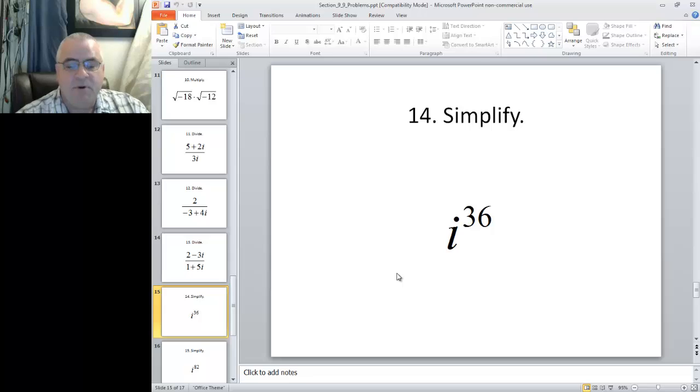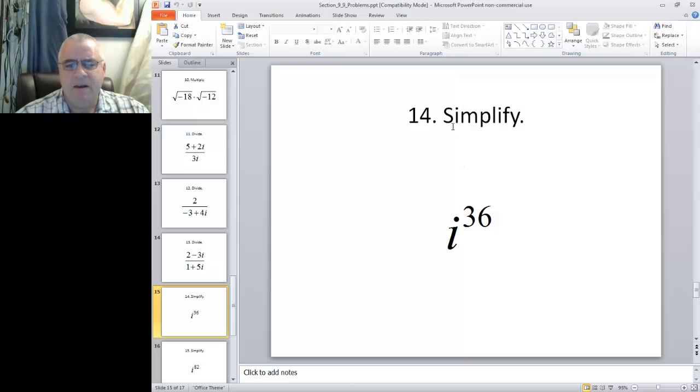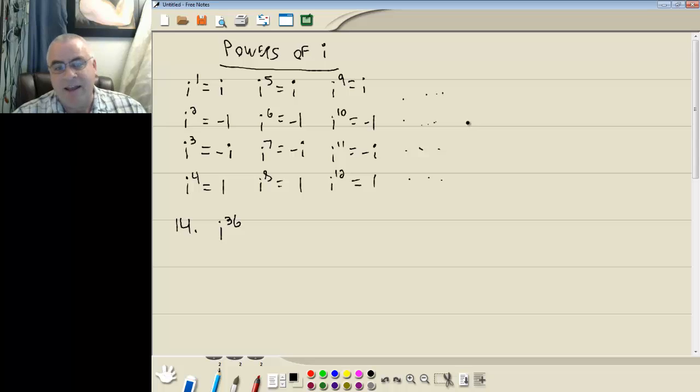Now let's take a look at our next problem. It says i to the 36. Now the instructions say simplify. It wouldn't even have to say anything. The fact that it's this way tells me that it's wrong. It has to be in standard form. So whatever way it's written, if it's not in standard form, you gotta put it in standard form. I could continue this table out to i to the 36, but that'd be quite a bit to do.